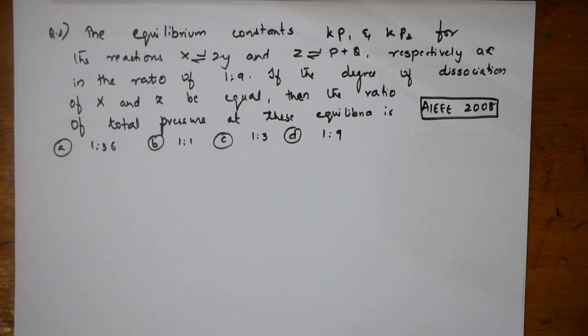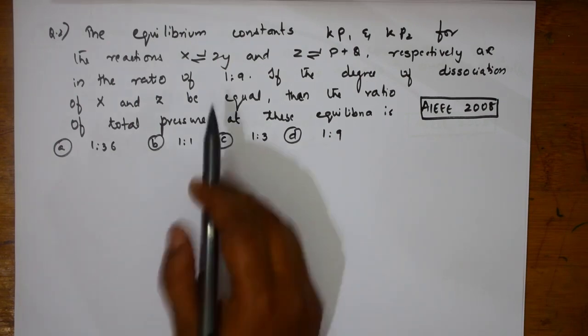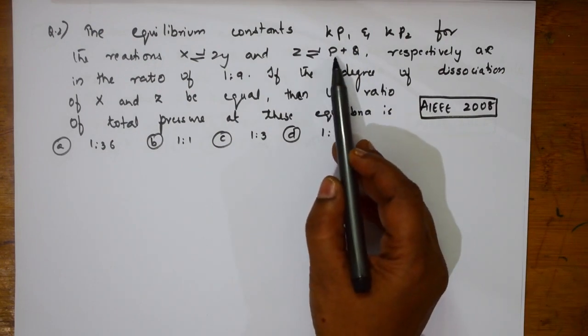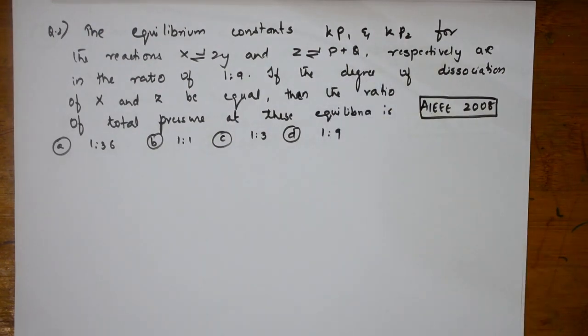Let's see one more question which is based on your equilibrium constants. So what do they give us? The equilibrium constants Kp1 and Kp2 for the reactions. There are two reactions given: X is in equilibrium with 2Y, and Z is in equilibrium with P plus Q, respectively are in the ratio 1:9. If the degree of dissociation of X and Z are equal, then find the ratio of total pressure at equilibrium. They have spoken in terms of pressure.